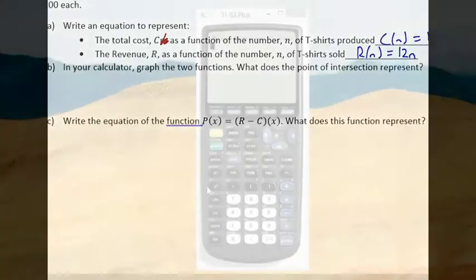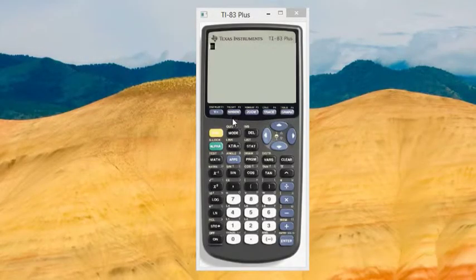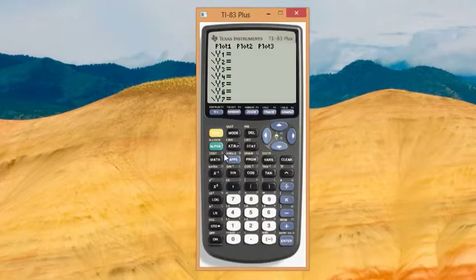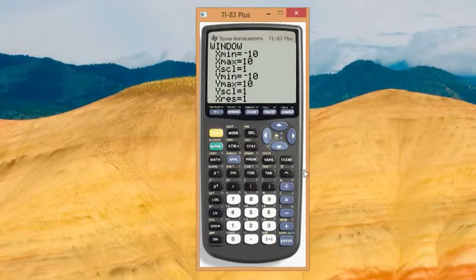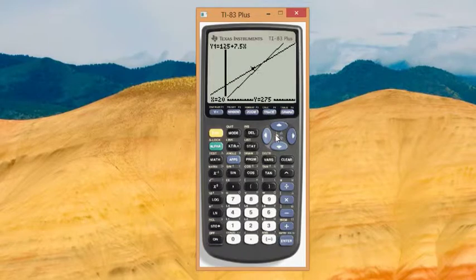Graph these two functions on your calculator. All right, so let's graph these two functions. Go into y equals, and we'll first graph C of N, so 125 plus 7.5 N, but we got to use X since we're using the calculator. And then R of N was 12X or 12N. Okay. Let's choose some window settings. Let's make the X max go to, I don't know, let's try 50. And then the Y max, let's go up to about 500 and see how that looks. Okay, there we go. There's a nice view of our graph.